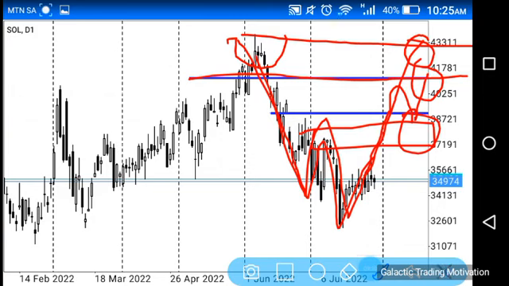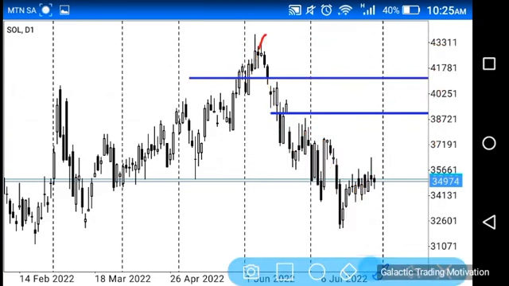Also, just bear in mind that we have this candlestick over here. It is also a liquidity candlestick, and it confirms that in the future, price indeed has to come to that point to grab that liquidity.